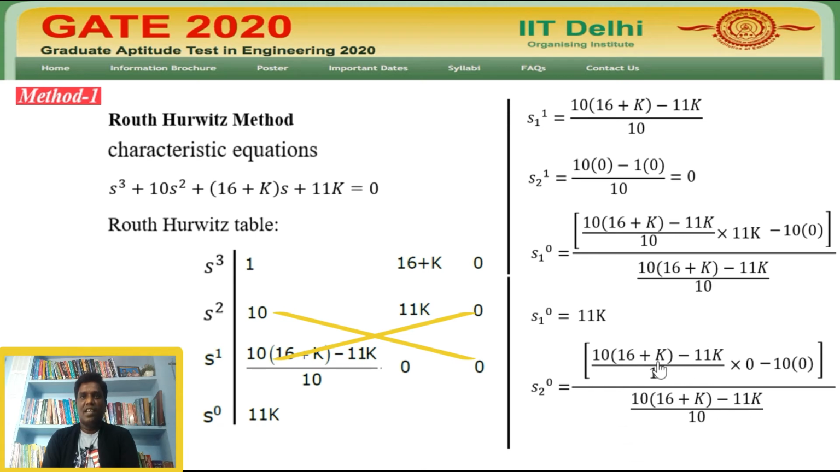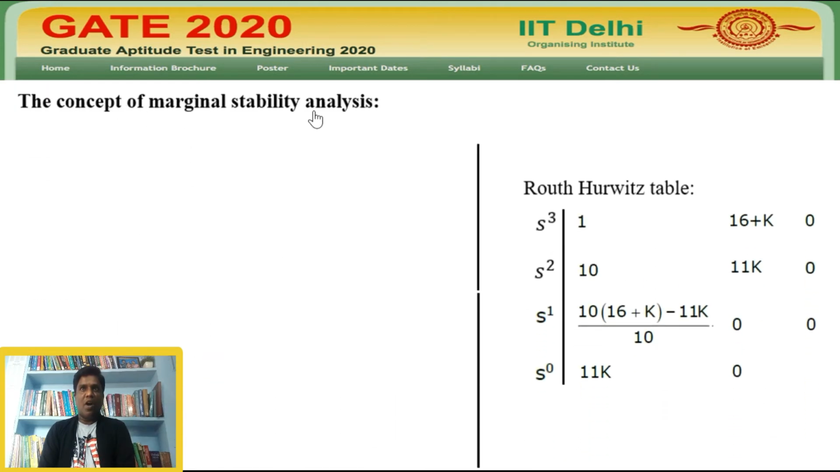In this equation, the numerator is everything 0, so S2 power 0 becomes 0. So S2 power 0 equals 0. The 0 will be filled on the final row and second position of the Routh-Hurwitz table. Now apply the concept of marginal stability analysis on the Routh-Hurwitz table in order to find the k value.